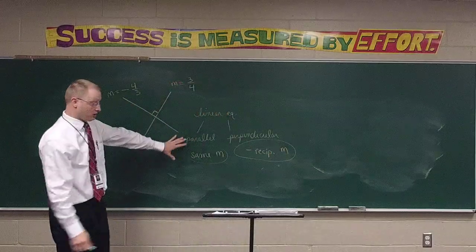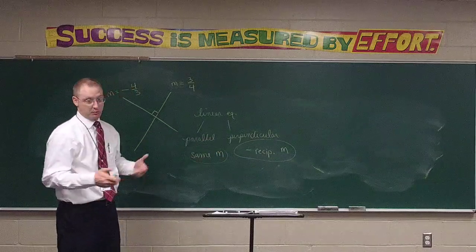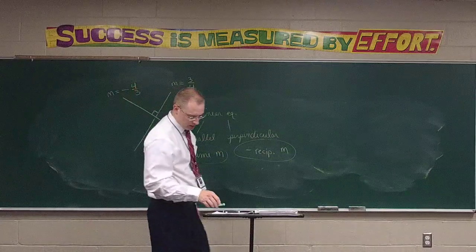Now, if the slopes aren't the same, then they're not parallel. And if they're not negative reciprocal slopes, then they're not perpendicular, they're just random intersecting lines.